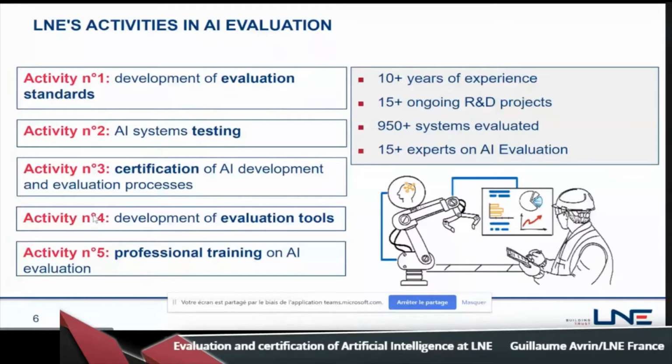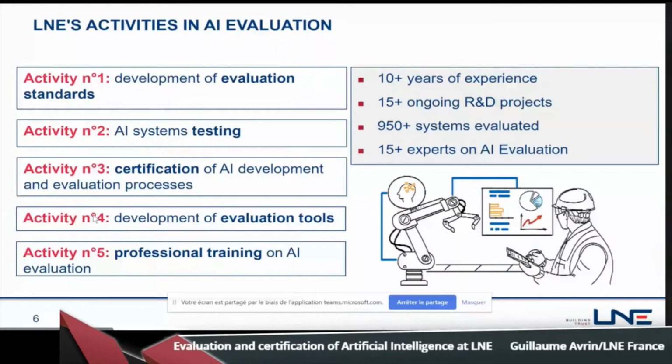The activity was created at LNE in 2008, so more than 12 years ago, but at this time we were not speaking about artificial intelligence. We were speaking about information processing systems, but basically the fundamentals of these two activities are the same. We have evaluated more than 900 artificial intelligence systems since 2008 for different kinds of applications that I'm going to speak about in the next slide.